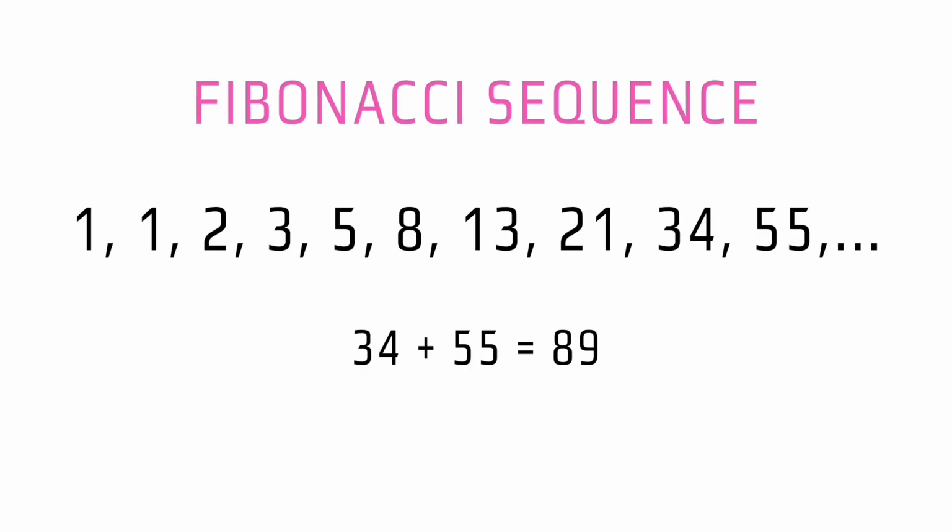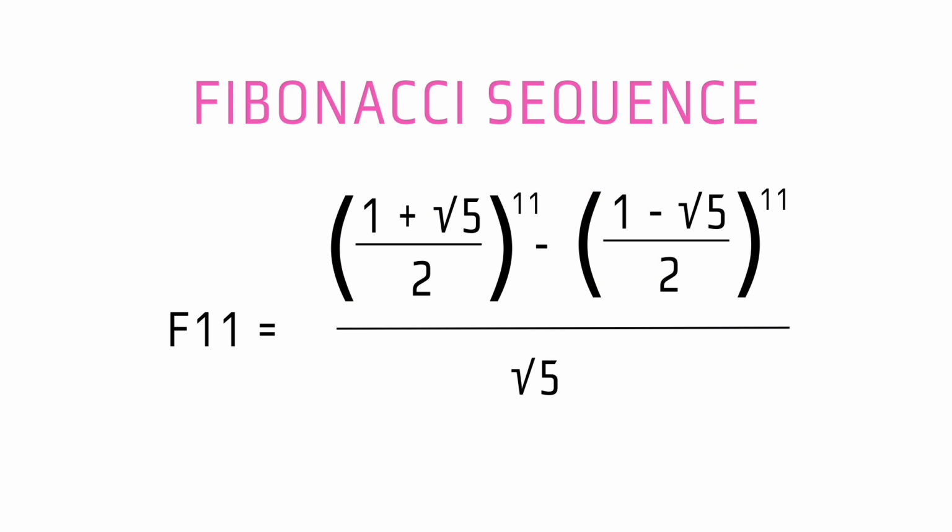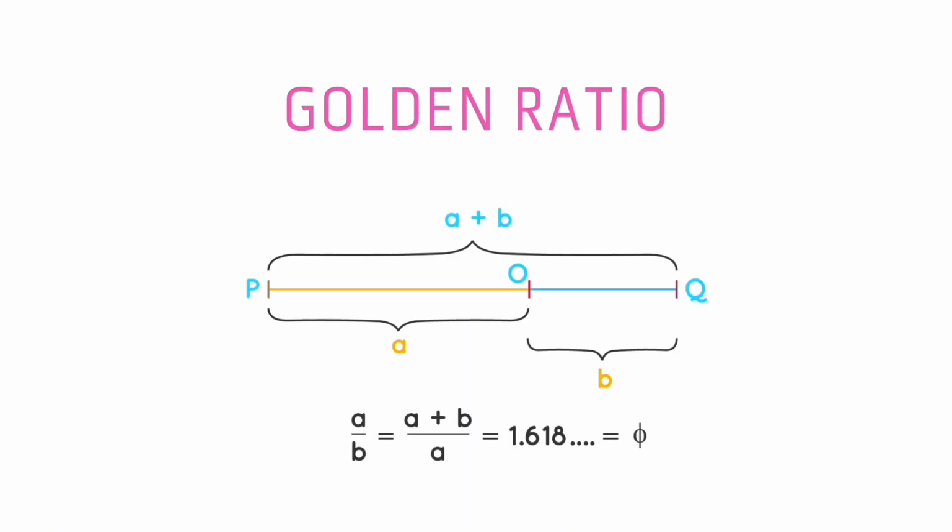Let us see the next sequence. So we know that the next number would be 89 from the sum of 34 and 55. You could try using the Binet formula and we would still get 89. Next is the golden ratio, which is illustrated on the screen.